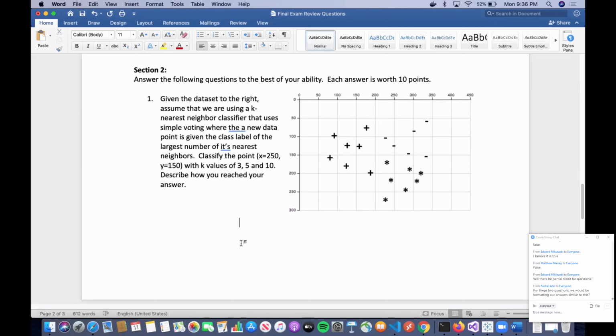In answering this, what I expect is you will say if K equals 3, that's the first thing you want to do. The new point, so we already have this cluster. This is what we have.